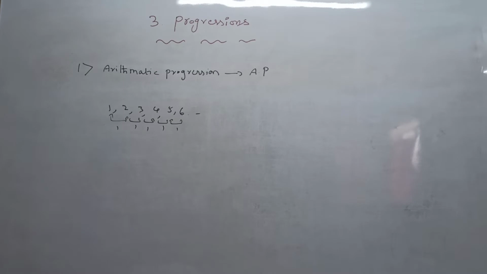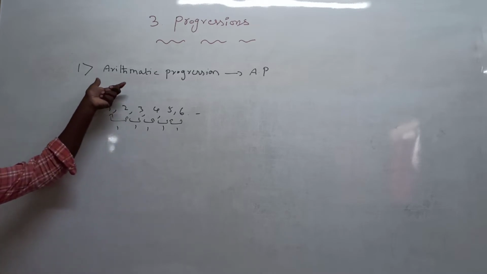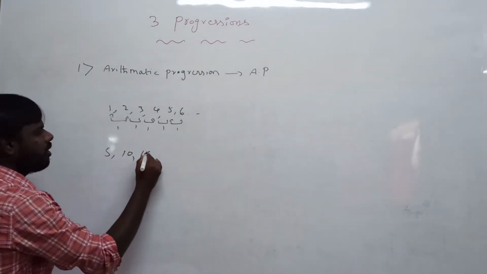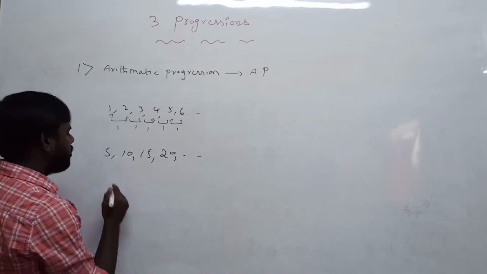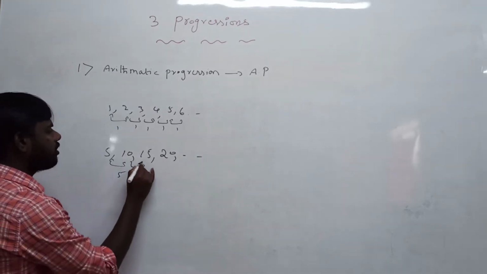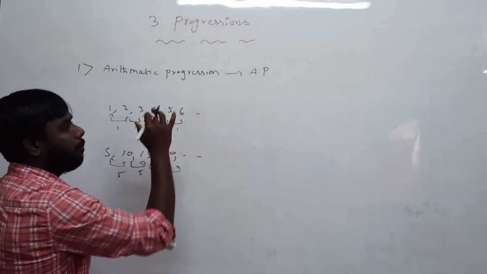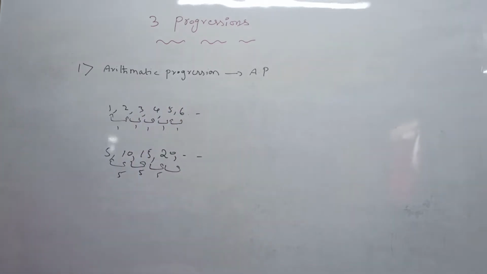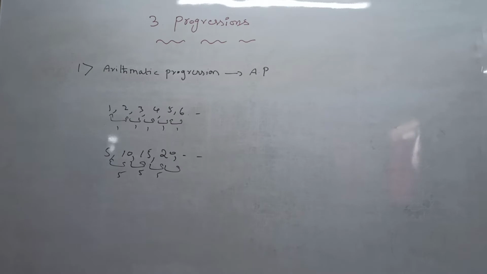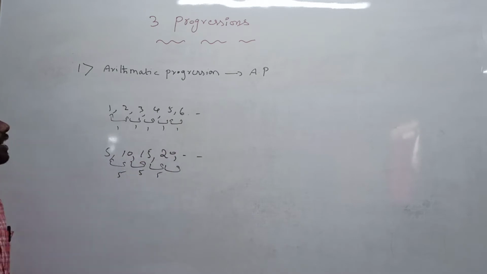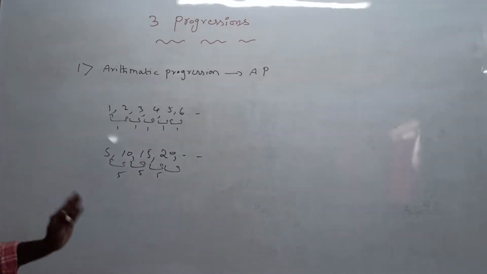Everyone understood? What is the definition of arithmetic progression? It is a sequence of numbers in which the difference between any two terms is the same. It is called an arithmetic progression, as well as the common difference.